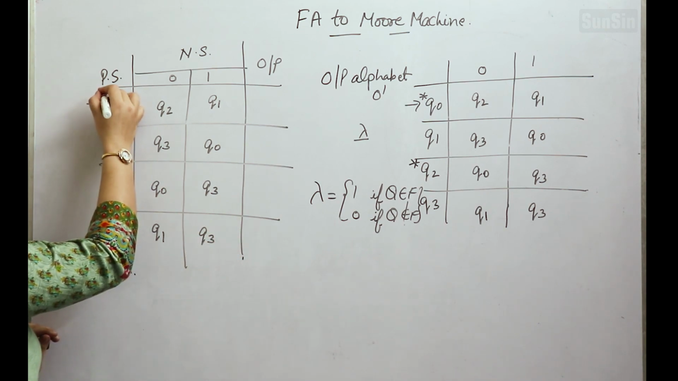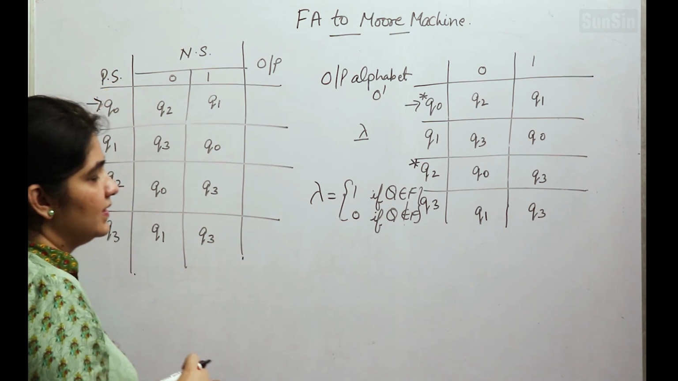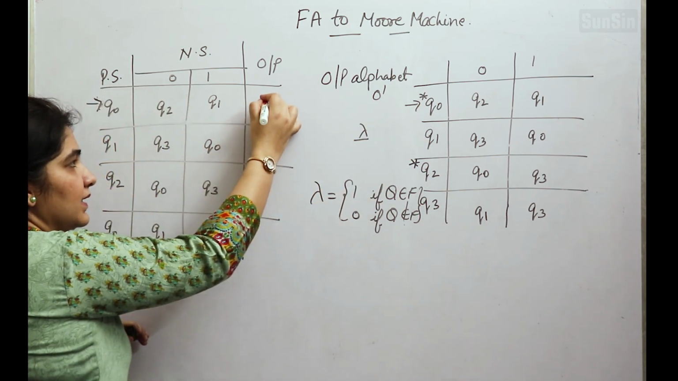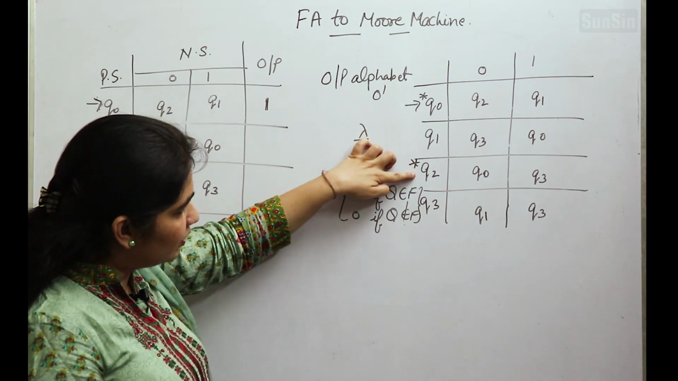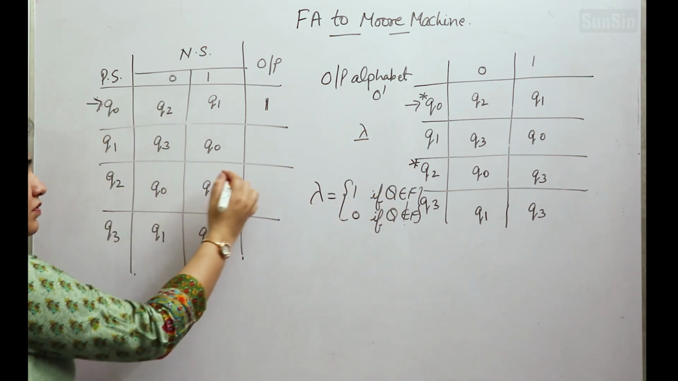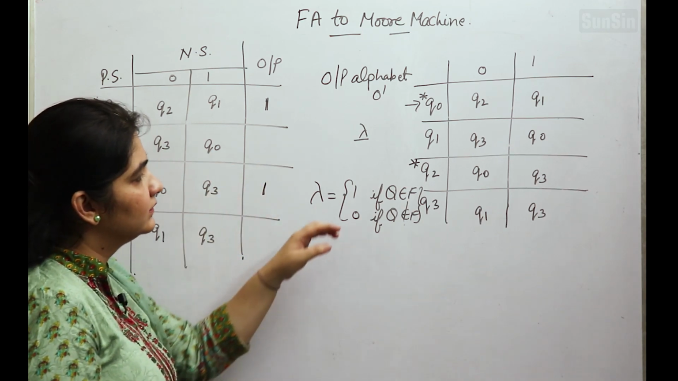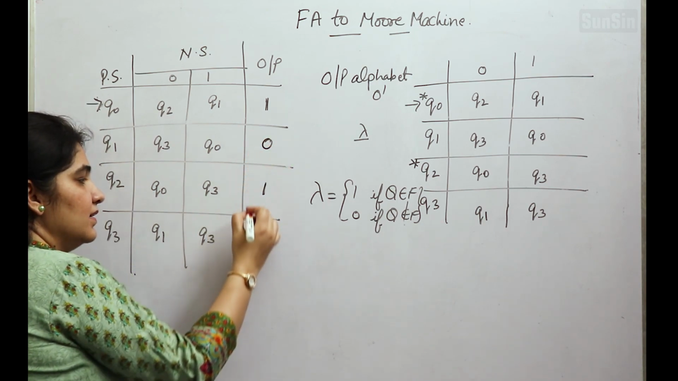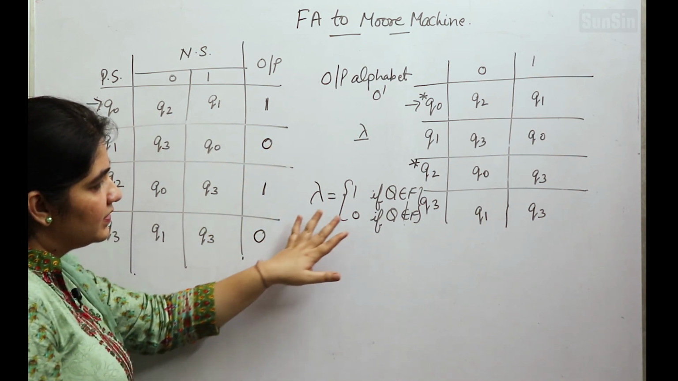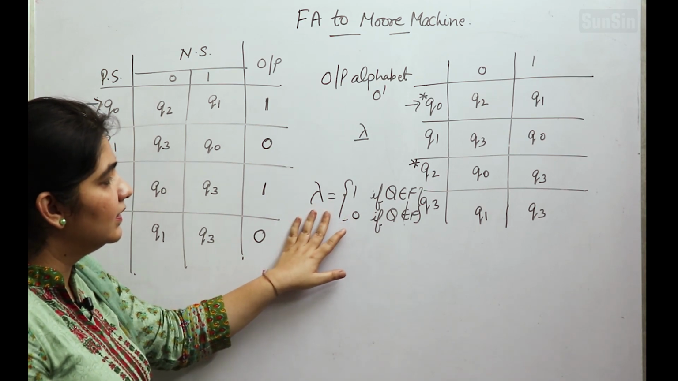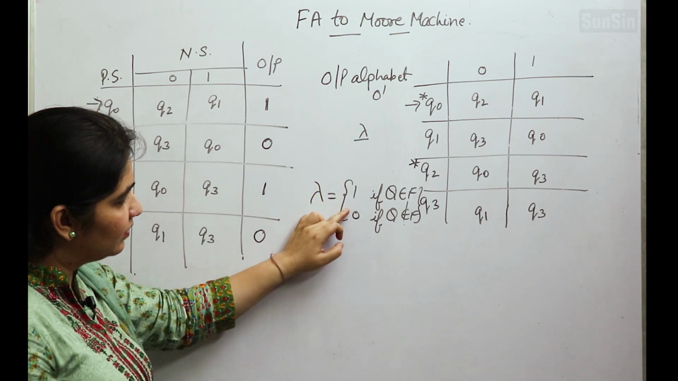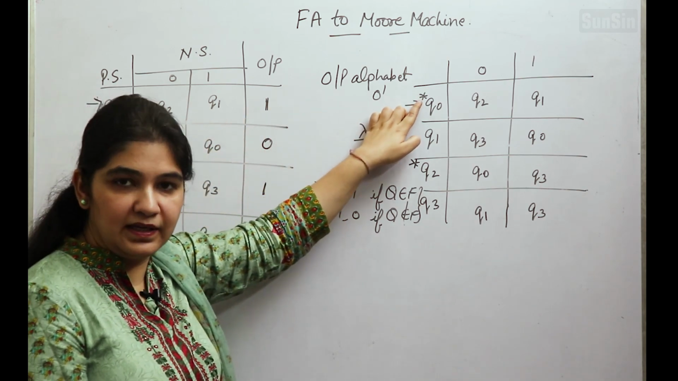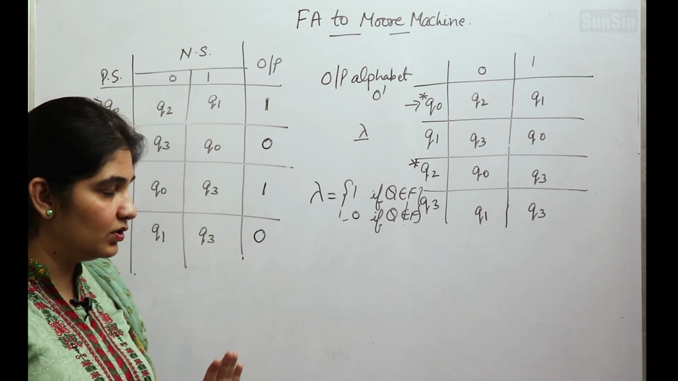So in this case, as we see that Q0 is the final state, so we will write 1 in the output column. Q2 is the final state, so we will write 1 in the output column. Q1 and Q3 are not final states, so we will write zeros in the column. Fine. We are just following the given function that lambda at any state can be defined by two things, that is 1 and 0. We will write 1 for a state if that one is the final state. We will write 0 if that is a non-final state.